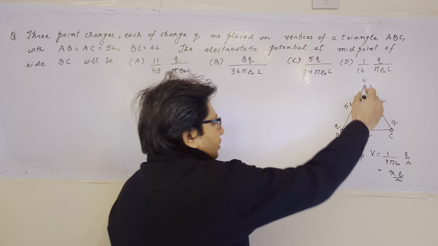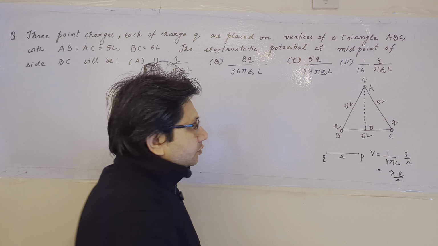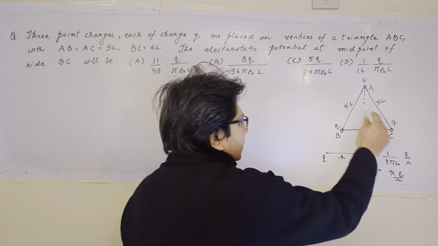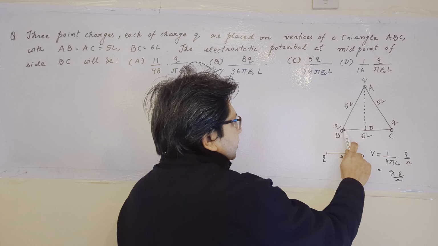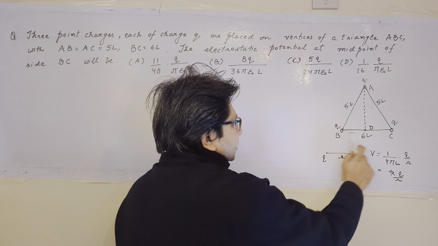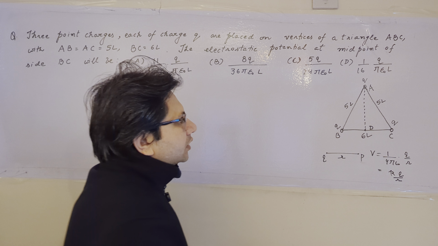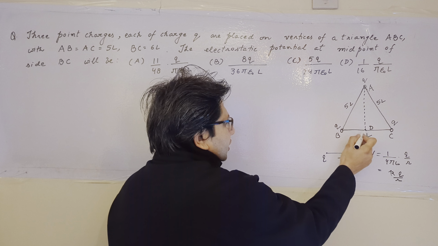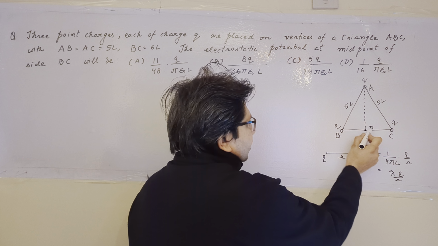Now this is the situation. This is the triangle ABC. It is an isosceles triangle having the equal sides AB and AC, which are given as 5L each, and the third side, which is unequal to these two, is BC, of length 6L. We have to calculate the electrostatic potential at the midpoint of line BC. Let us call this point D. So we have to calculate the potential at point D.